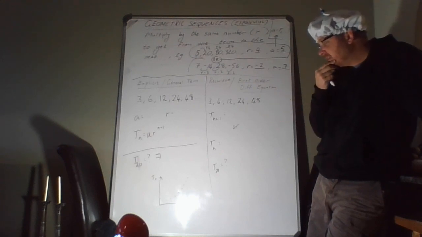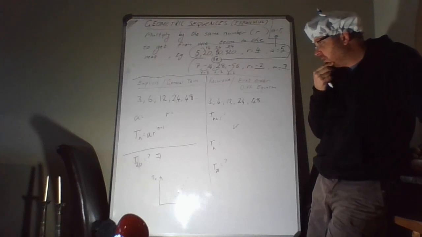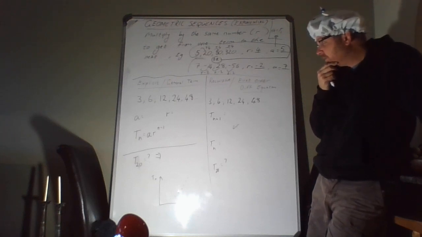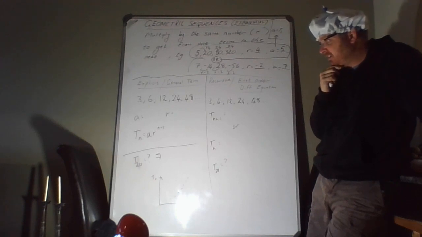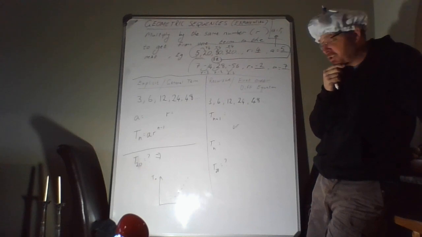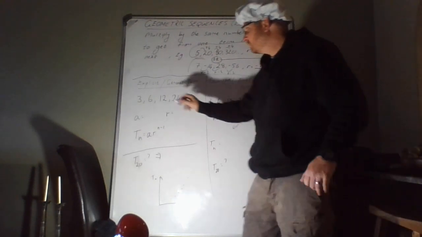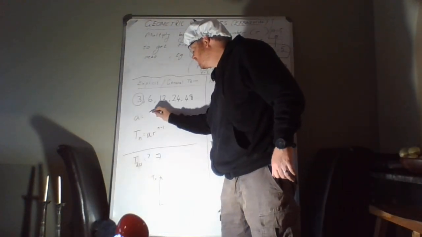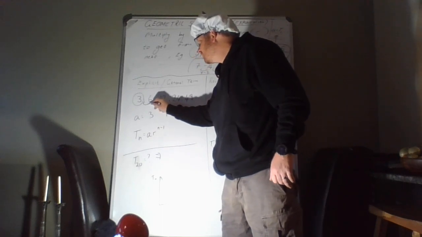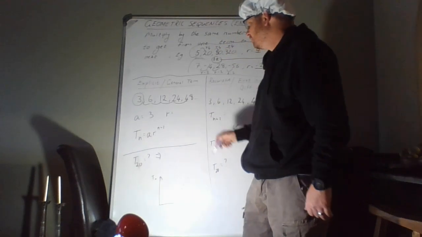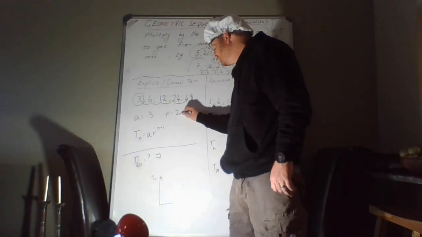First of all, write down that particular sequence: 3, 6, 12, 24, 48. Go write down the value of A, your first term, and go write down the value of R, what you're multiplying by to get from one term to the next. So A is equal to the value of your first term, T1, which is 3. And what are you doing to get from one term to the next? 3 times 2 is 6, 6 times 2 is 12, 12 times 2 is 24, which gives 48. So R is equal to 2.